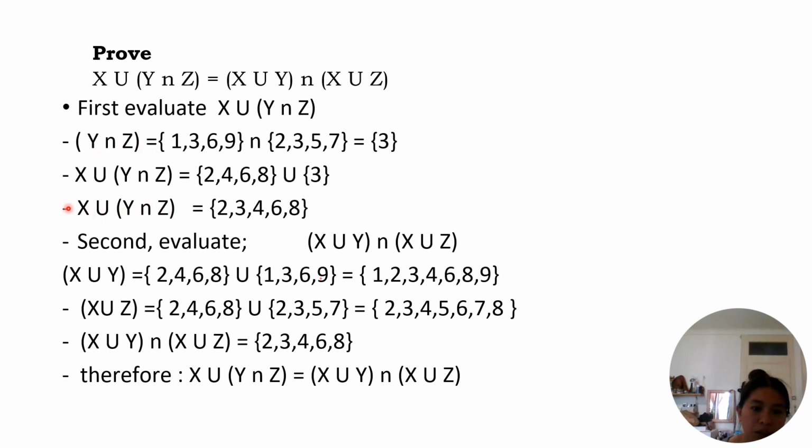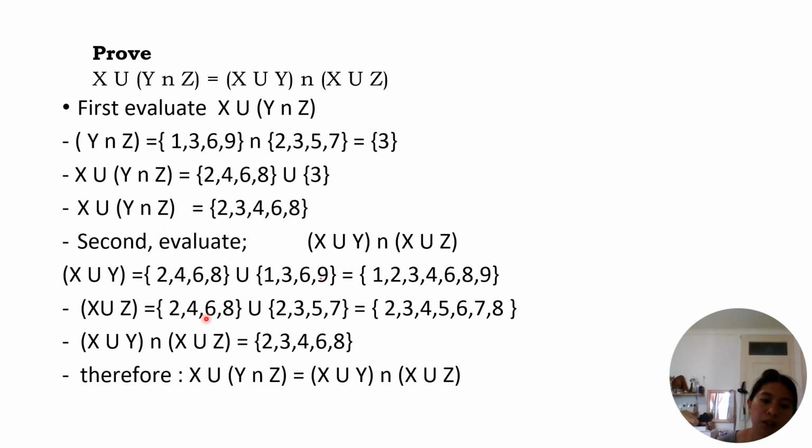The elements of X are 2, 4, 6, and 8, and then union with 3. We will just copy it, since this one is not common to any elements inside the X set. So we'll just copy it all. So we have 2, 3, 4, 6, I'm sorry, 6 and 8.